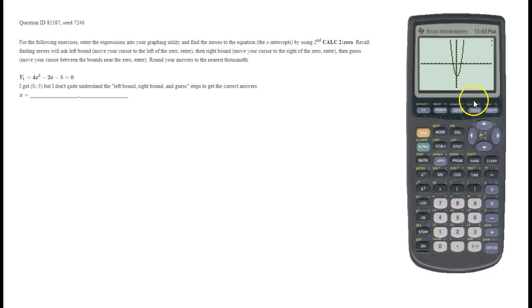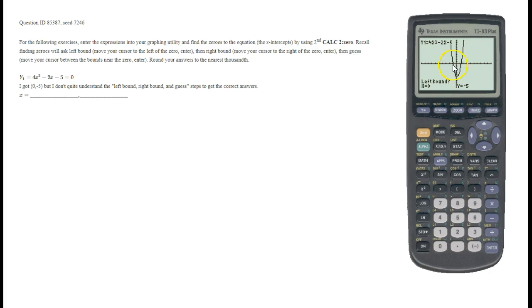And depending on what your window's set, you may need to change that. You can do that by resetting your window. Now it says use the second calc and then the zero. So I'm going to do second calc, because there's the calc. Number 2, enter. And now it says left bound.